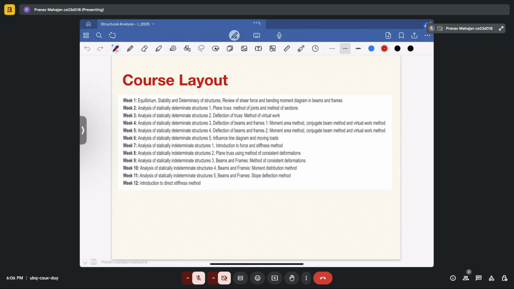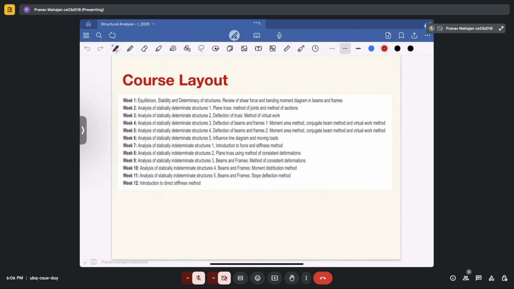You can use moment area method, conjugate beam method, virtual work method, direct integration method, and unit load method also. After that, we have seen how you can solve the problems related to moving load, wherein we have seen the effect of influence line diagram and the Müller-Breslau principle on the moving loads. Then we have seen where the maximum shear force and maximum bending moment occur in proportion to the loads that are there in the section.